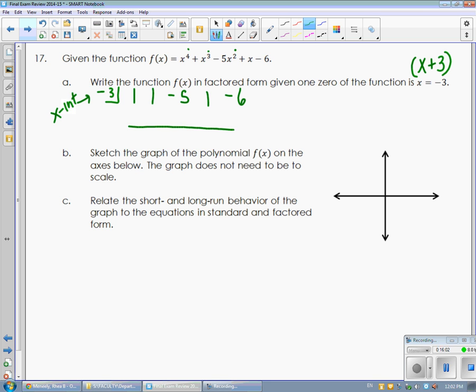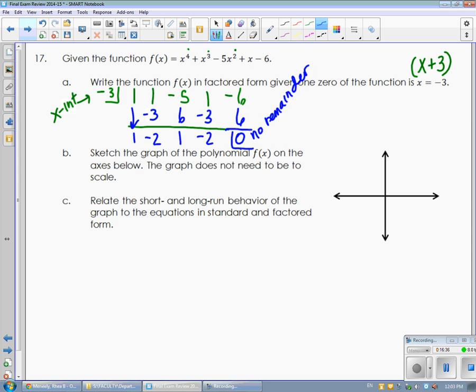Okay, we give ourselves a little space. With synthetic division, we bring our number down. That's 1. Negative 3 times 1 is negative 3. I add, and I get negative 2. When I multiply negative 3 times negative 2, that gives me a positive 6. When I add, I get 1. Negative 3 times 1 is negative 3. When I add, I get negative 2. And when I multiply, negative 3 times negative 2 is positive 6. And when I add, I get 0. And I need to get 0 because that means that there's no remainder.